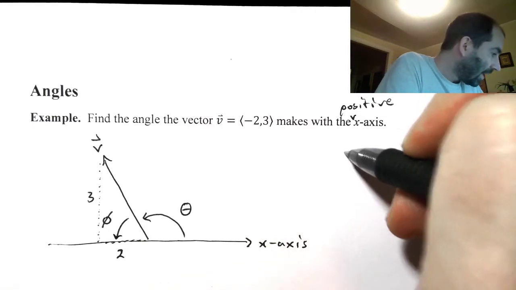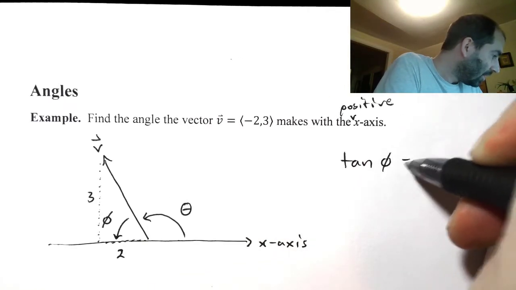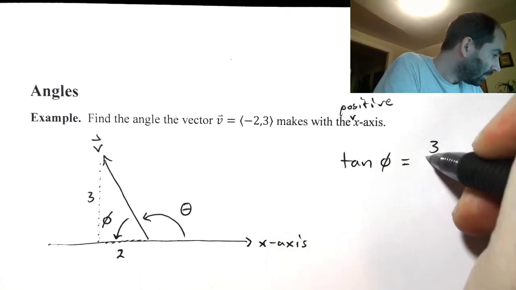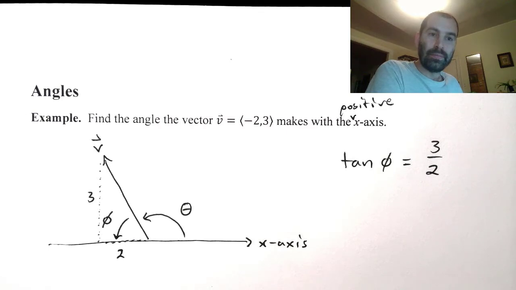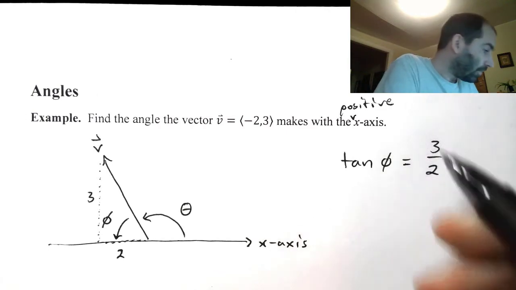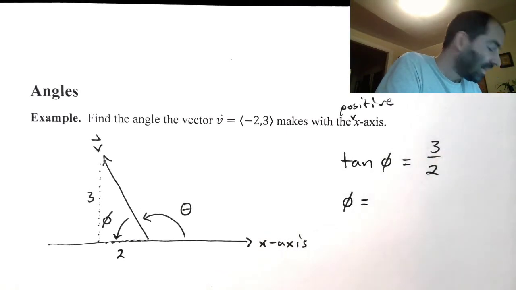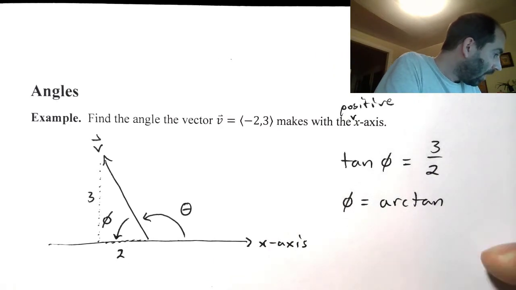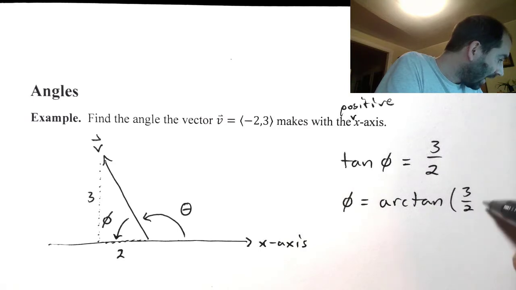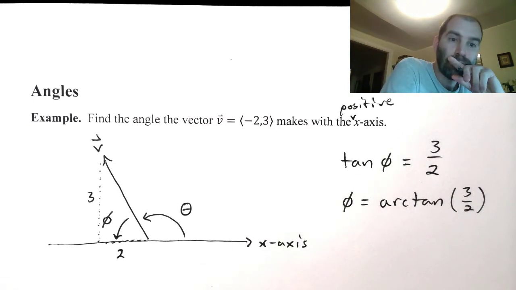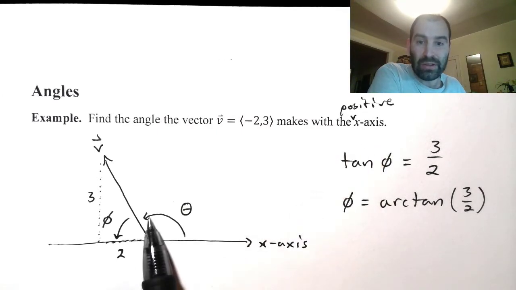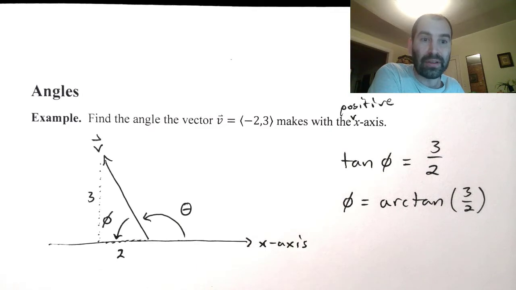We know that tangent phi is equal to 3/2. Well, if I solve this for phi, I know that phi is tan inverse, or another way to write that is arctan of 3/2. All right. Now, that's not the angle I'm after. I want the angle with the positive x-axis. I actually want theta. How do I get theta from this?